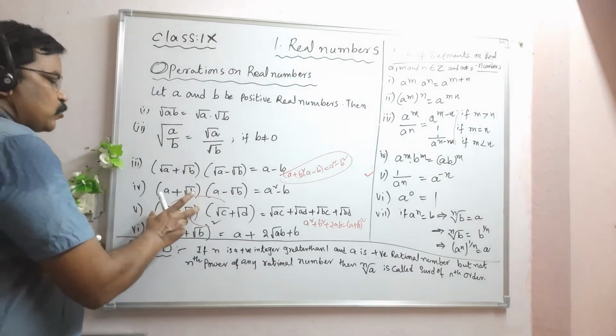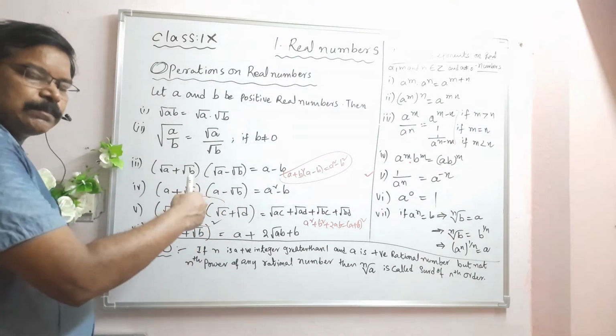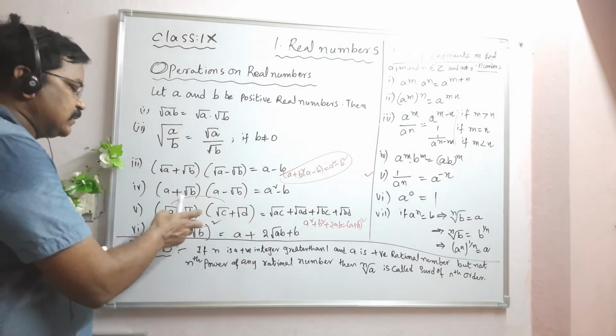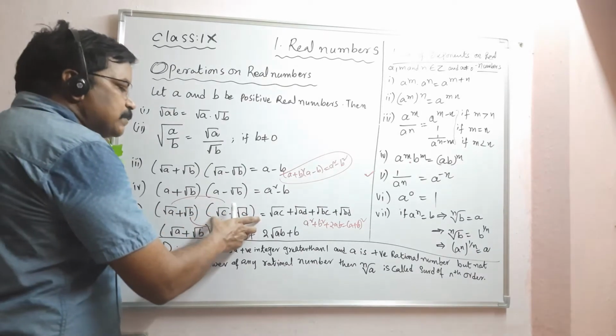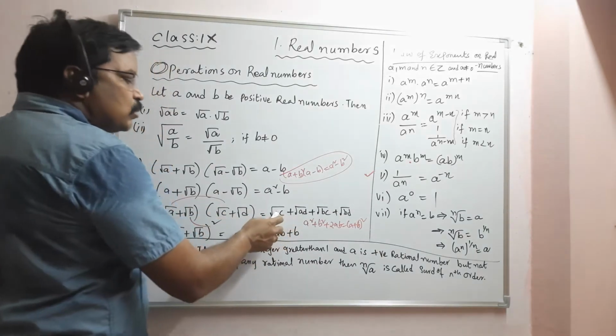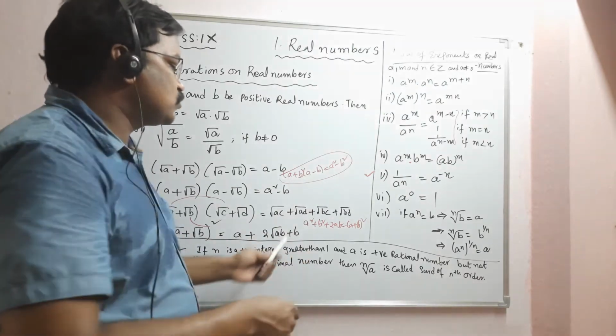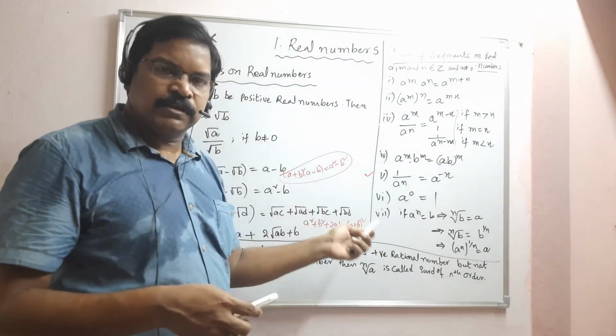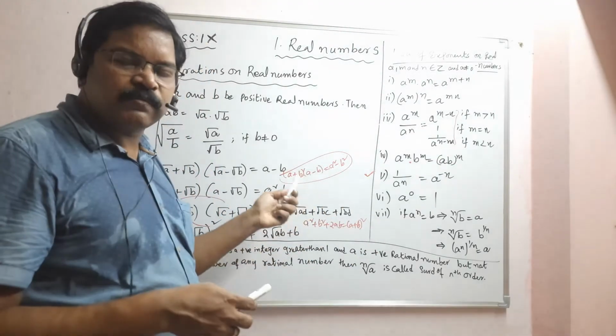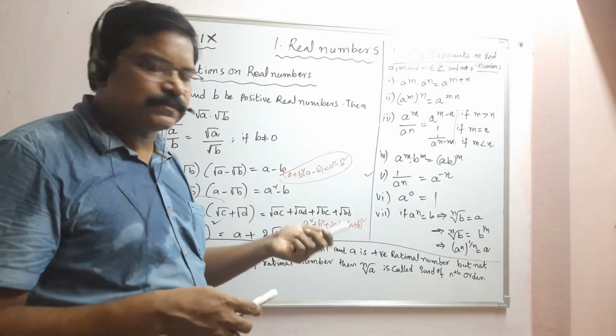Next one, root a plus root b times root c plus root d. Just find the product, like how you multiply two polynomials. Root a plus root b times root c plus root d is equal to root of ac plus root of ad plus root of bc plus root of bd. We can solve this type of problems in the coming exercise.